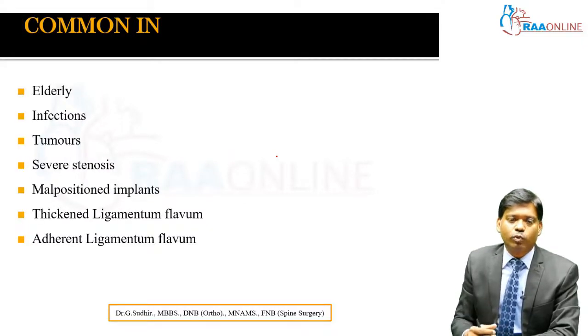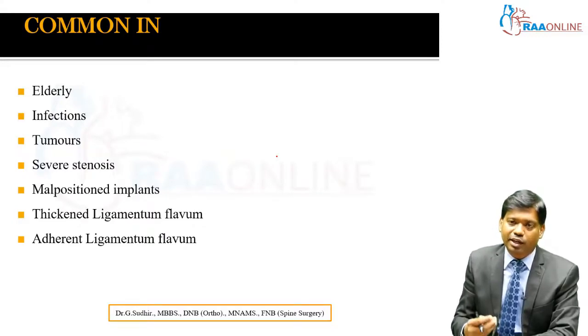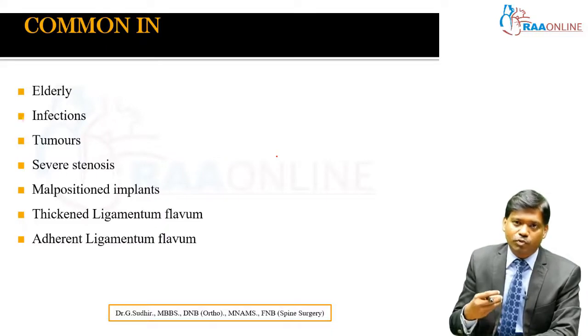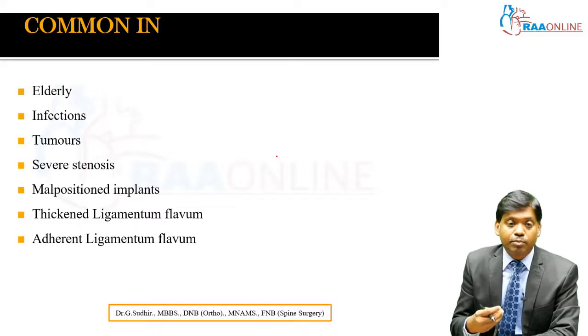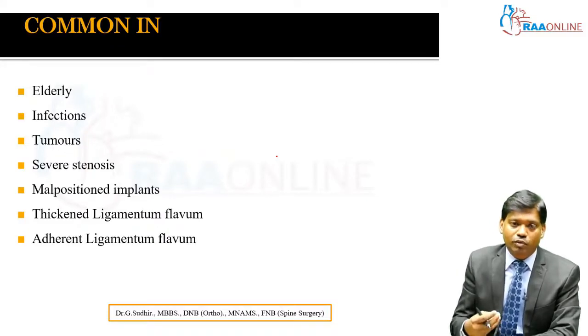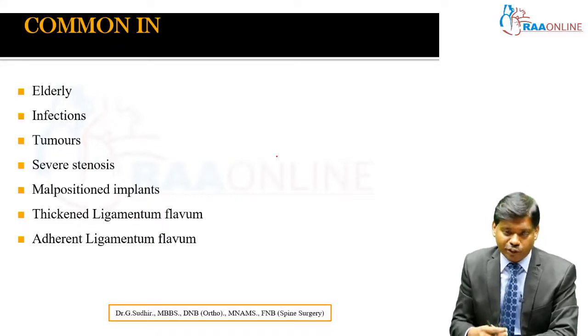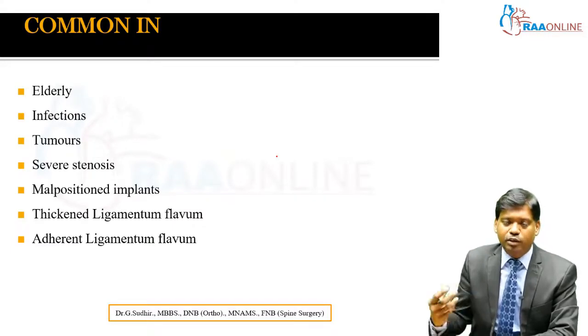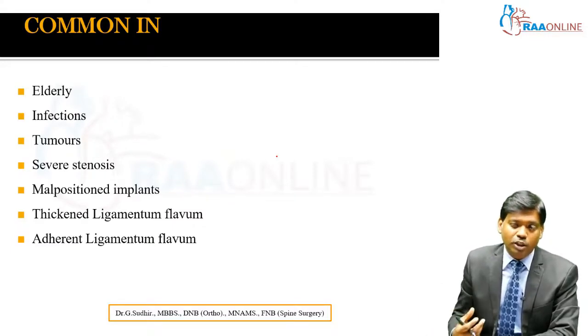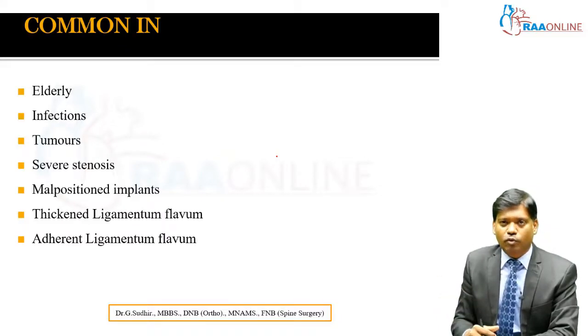It is common in which group? It is usually seen in elderly patients, because the dura will be very thinned out in elderly patients. The ligamentum flavum will be thickened and adherent to the thinned dura, and it can be seen in infections. Again, the dura will be thinned out and altered in infections. Tumors, yes, of course, because the tumorous tissues can invade the dura, it can pass through the dura into the spinal cord, or it can cause compression of the dura, making it very thin.